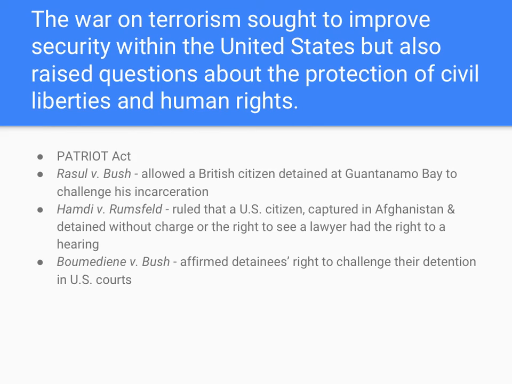And Boumediene versus Bush affirmed the detainees' right to challenge their detention in U.S. courts. And so again, these all have to deal with the human rights of these suspected terrorists who were caught, and the Bush administration was not allowing them to challenge their detainment in court. And the Supreme Court ruled in favor of their civil liberties and expanded their civil liberties as a result of these decisions.